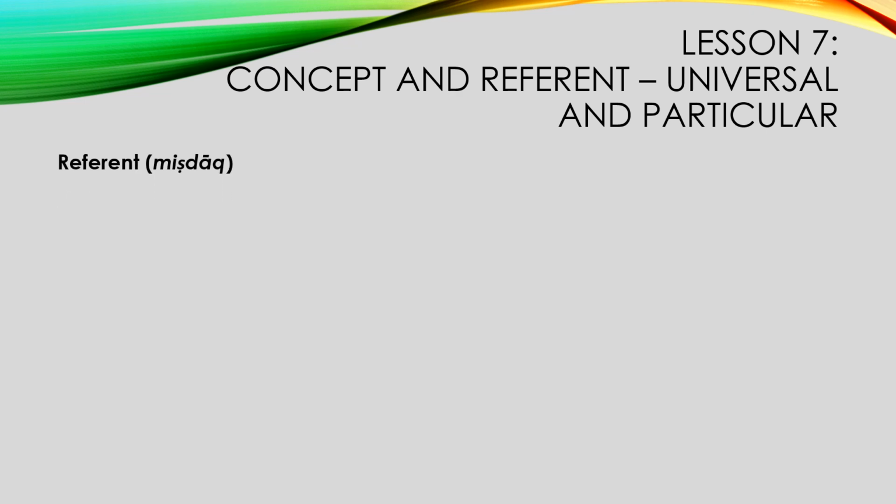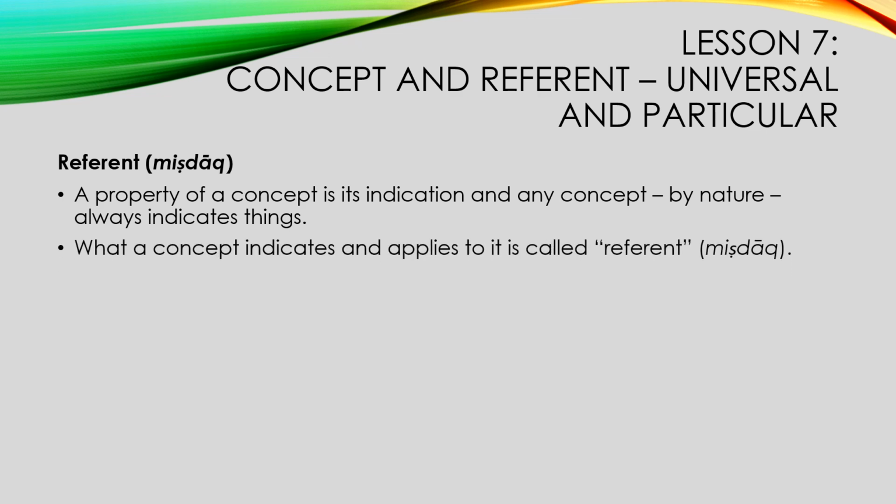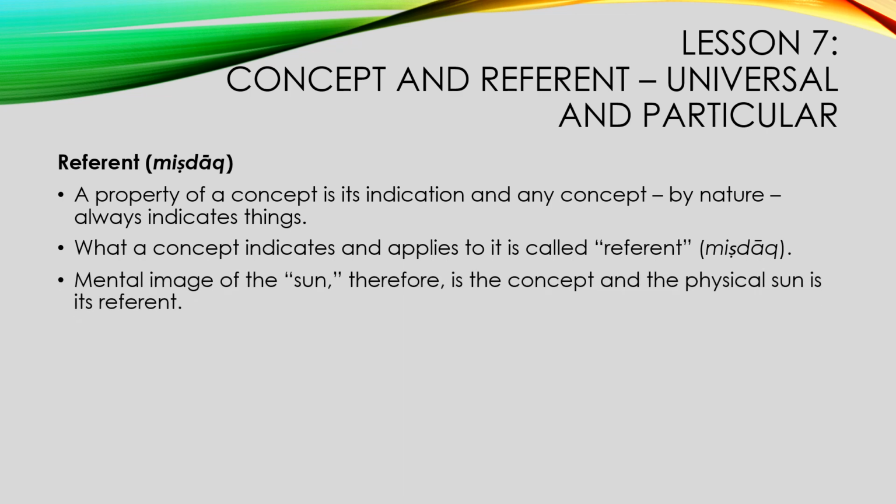Referent or miṣdāq. A property of a concept is its indication. And any concept by nature always indicates things. So what a concept indicates and applies to it is called referent or miṣdāq. Mental image of the sun, therefore, is the concept, meaning the mental picture that we have in the mind. That is the concept. While the physical sun, the actual sun which is in the outside world, is its referent or miṣdāq.